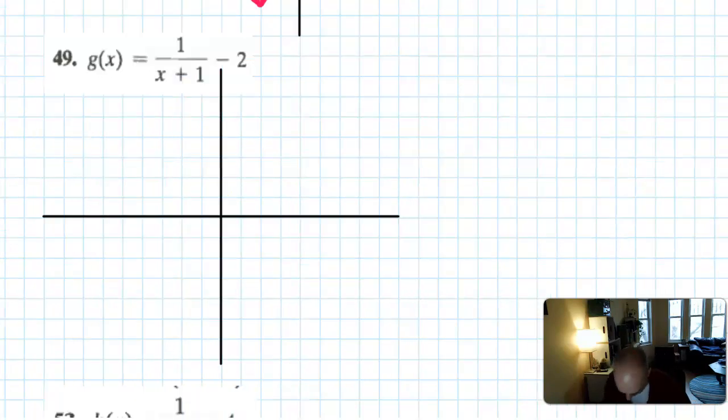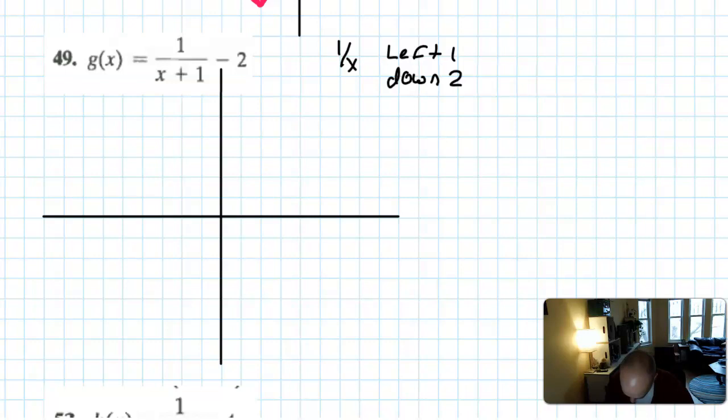The graph of 49, we're not going to get fancy. This is just a transformation of 1 over x. It's 1 over x, but it goes left 1 and down 2. That's it. In 1 over x, the easiest thing to track is where the asymptotes intersect, right? These 3 points, basically. So we're going to take this orientation and go left 1 and down 2. And so the asymptotes will intersect right there.